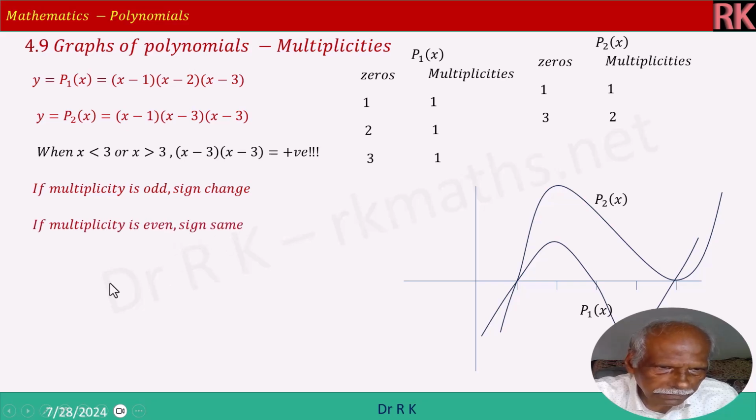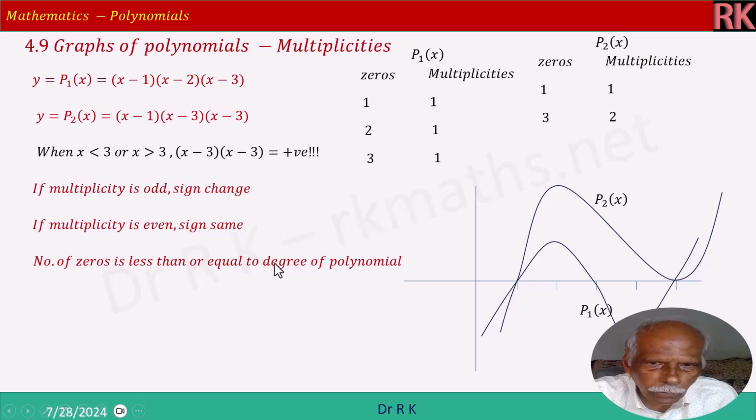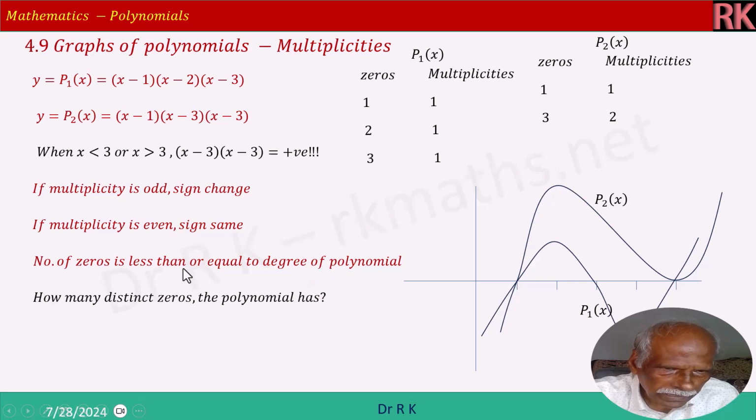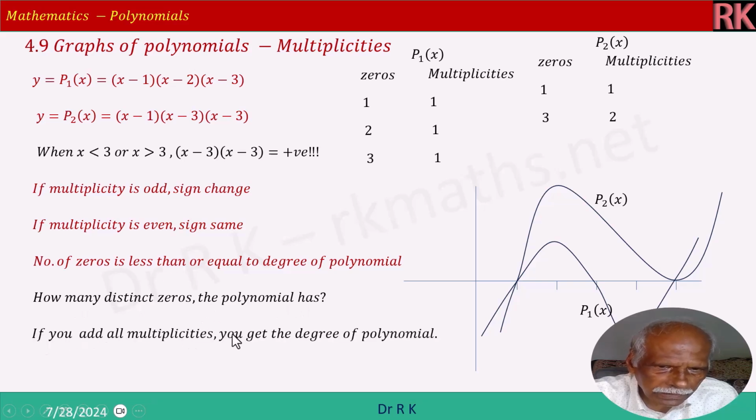The sign does not change. The number of zeros is less than or equal to the degree of the polynomial. The number of distinct zeros is at most equal to the degree of the polynomial. If there is a multiplicity, it will be less. If you add all the multiplicities, you get the degree of the polynomial. So for P2(x), here the multiplicity is 2, here the multiplicity is 1. Add 1 and 2, that is 3. So the degree is 3. For P2(x), the degree is 3. x into x into x is x cubed.